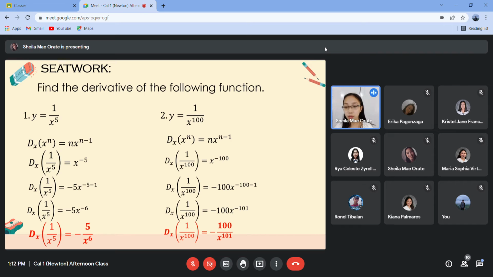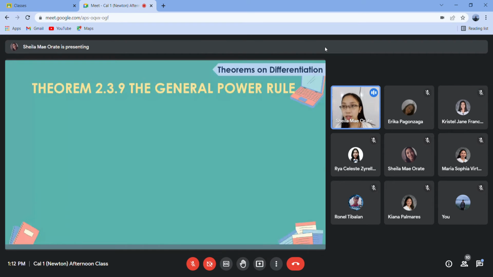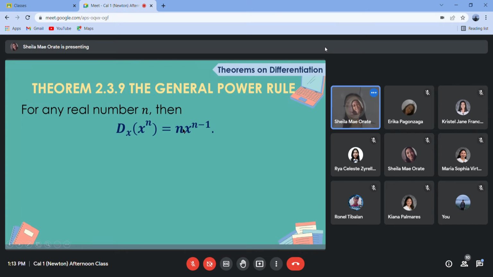Now, let's proceed to the general power rule. For any real number n, the derivative of x raised to the power of n is equal to n x raised to the power of n minus 1. As you can observe, this is still the same formula. Okay? So, the formula for the power rule, whether n is greater than 0, n is equal to 1, n is less than 0, or this general power rule, is just the same. They are all pertaining to the power rule. Okay? So, that is what we did earlier.